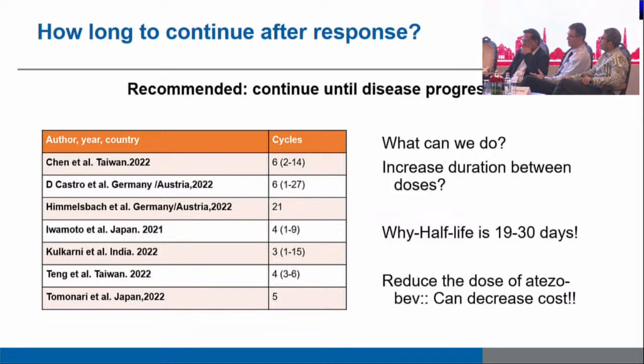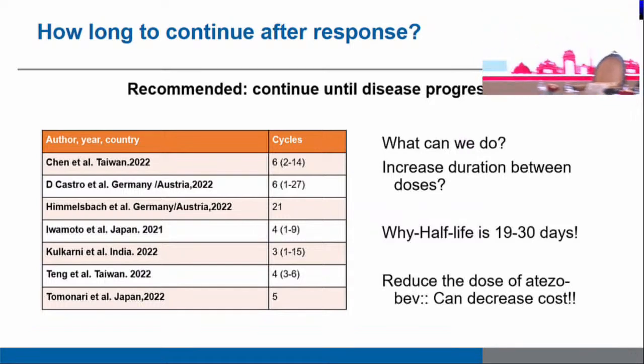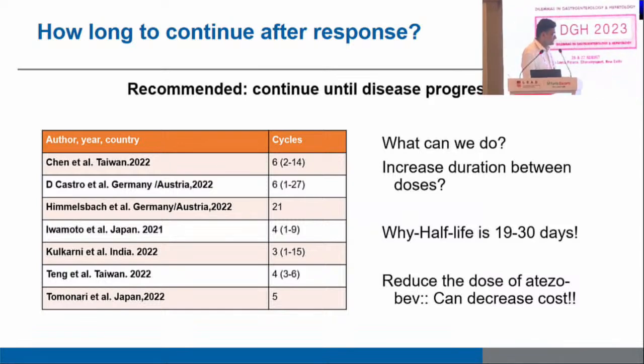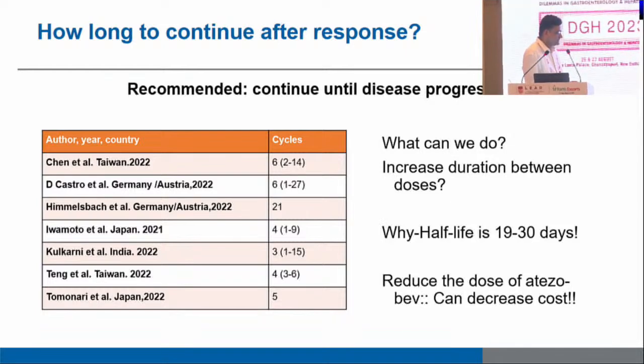They actually recommended to continue until the disease progresses. But on average we have seen around 6 to 12 cycles maximum. We have gone up to 15 cycles till now. Since their half-life is 19 to 30 days, when the patient achieves a response, we increase the timing between the doses. For this patient, we increased the timing between doses to 5 weeks, so every 5 weeks she used to come and get the dose done.